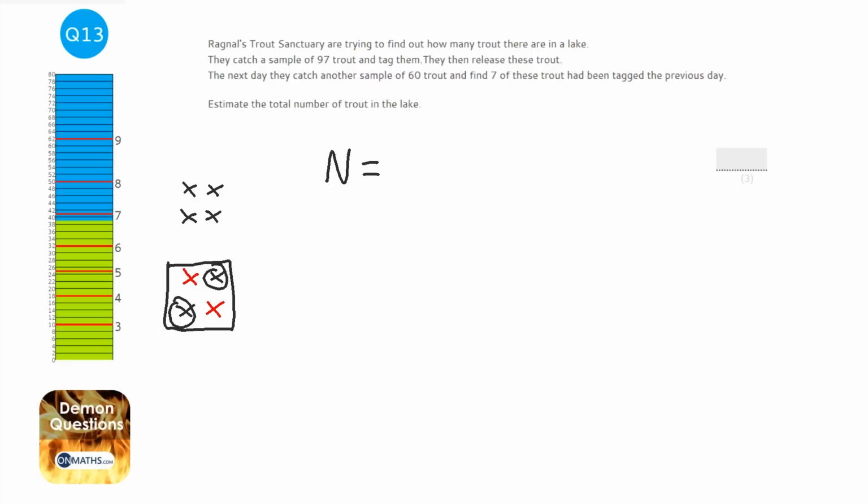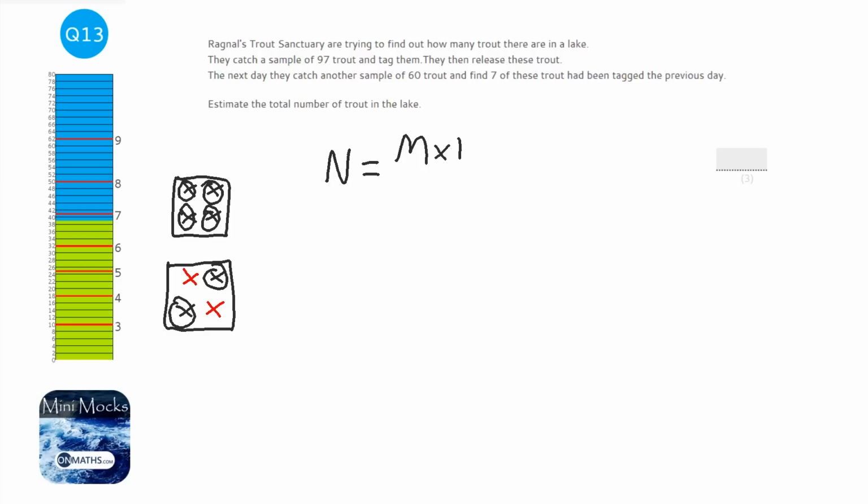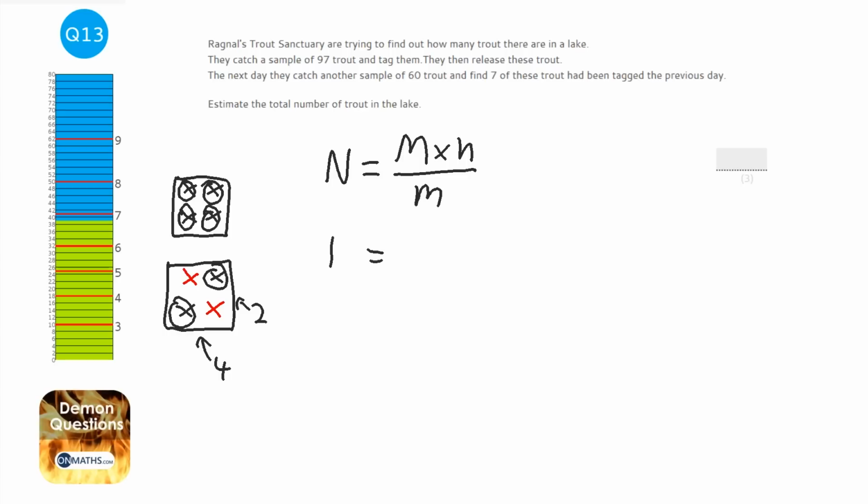N, which is the population size, that's what we're trying to find out, equals M. Now, M is the amount of things that you marked and then released. So in our example here, we marked 4. Times little n, the size of the recapture sample, which is 4 here, over little m. Now little m is the amount of things in your recapture sample that were marked. So in our little example here it's 2.